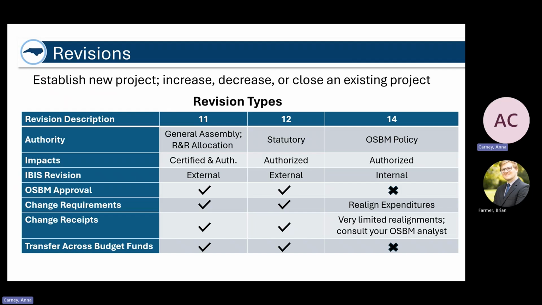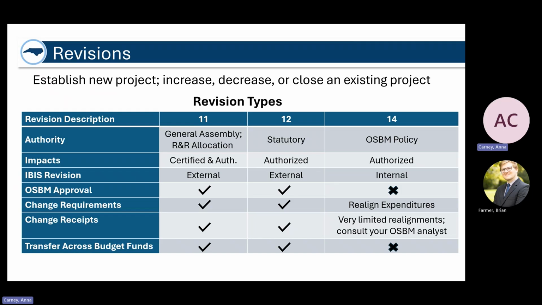So we have 11, 12, and 14 type revisions. For 11 types, these would be for changes that are directed by the General Assembly, or in this case, we'll go over this a little bit more, but for universities, that also goes through the Board of Governors. And this would also include OSBM's R&R allocations. These would impact both the certified and authorized budget, and would require an external IBIS revision that needs OSBM approval.